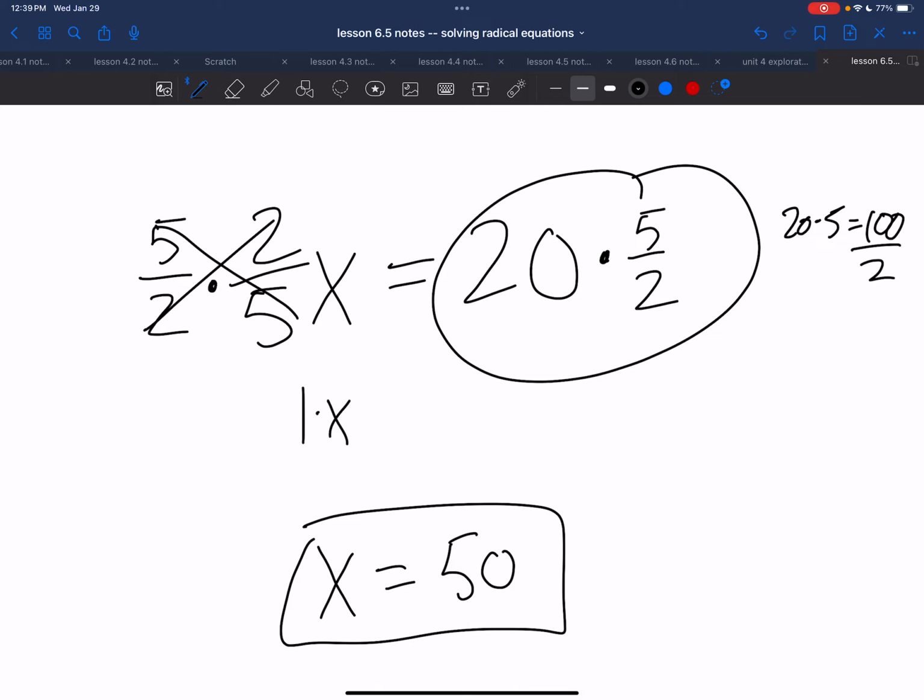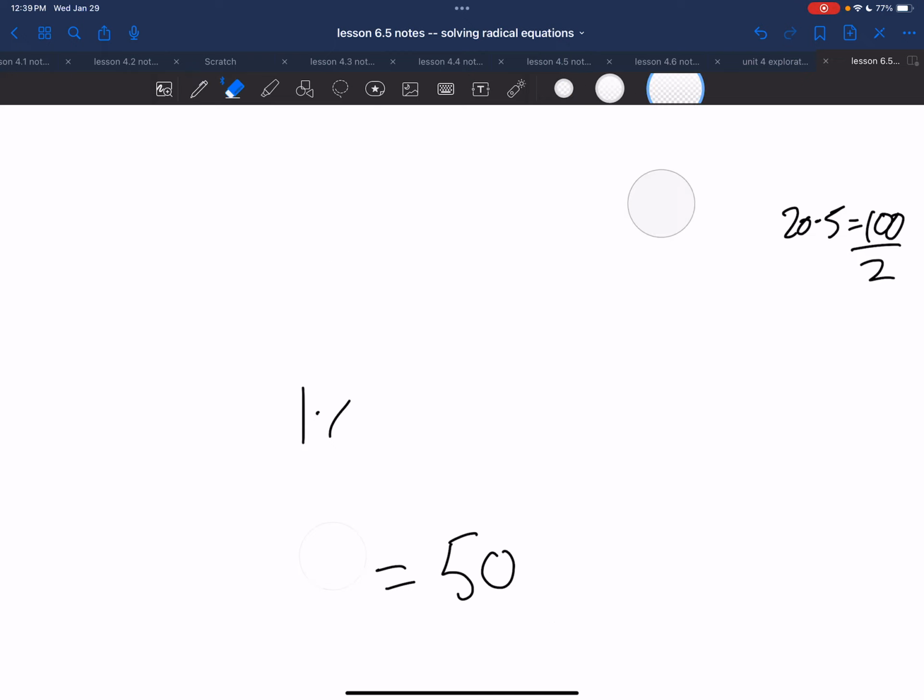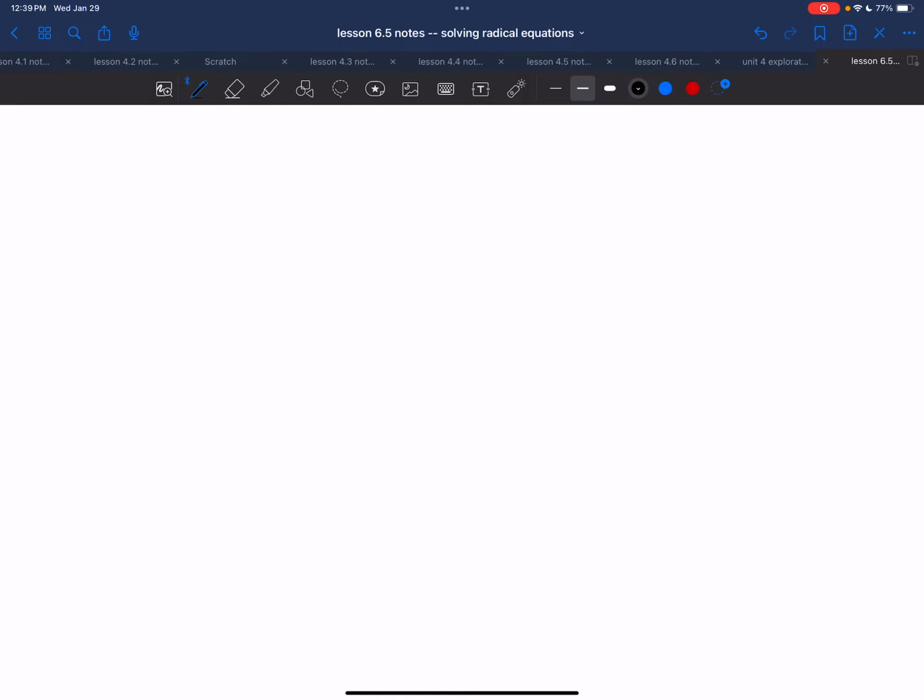Now, if you understand that, then what we're going to do is extend this to rules of exponents. So let me erase all this. All right. Let's say I had a different kind of problem: x plus 1 to the 3/2 equals, and I've got to pick a nice number here, I'm going to pick 8. So the question is, how do you solve this?